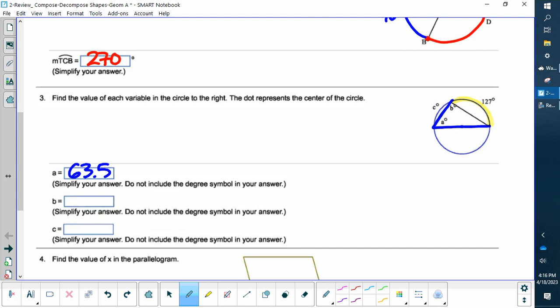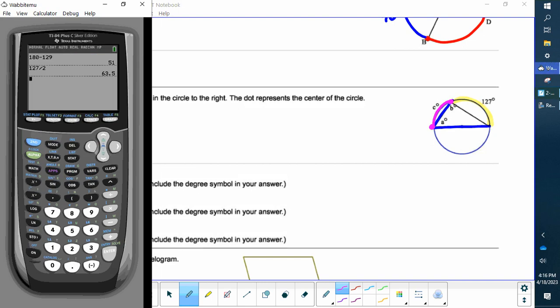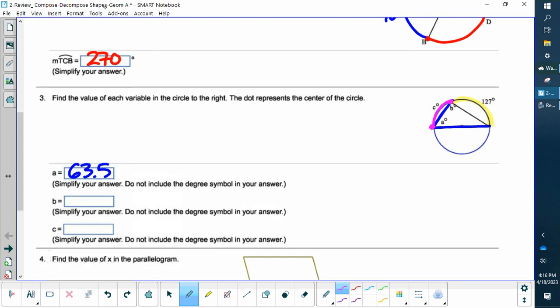Angle B here, oh, let's do C here while we're at it. Because I notice if that's 127, and again, you notice we have a half circle, so let's do 180 minus 127. 180 minus 127 gives us 53. So this is 53 degrees.